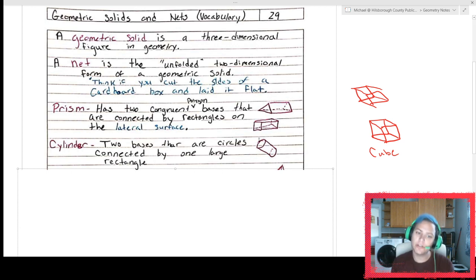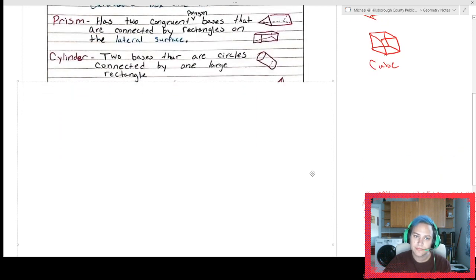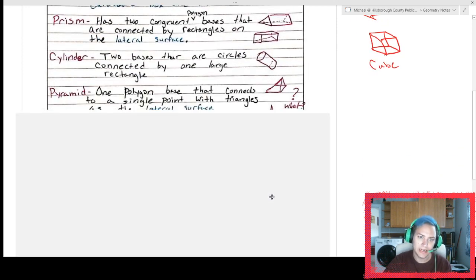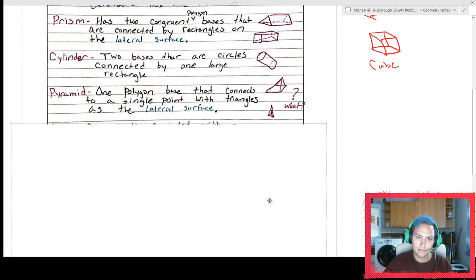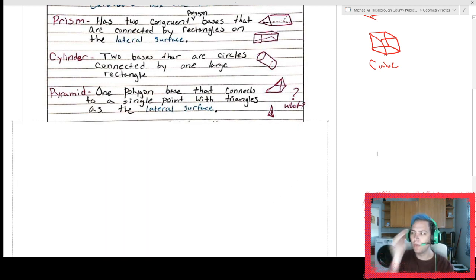But cylinder, two circles, two bases with a rectangle around the outside. My next one is a pyramid, and this is really important to talk about because when I say pyramid, I know most of your minds are like, oh, you mean the pyramids of Giza? Yeah. Well, yes, but that's only one type of pyramid. That's a rectangular pyramid. There is numerous other types of pyramids, right?